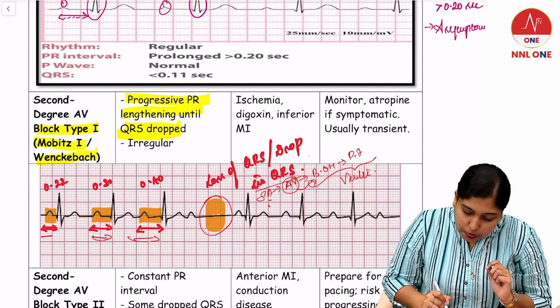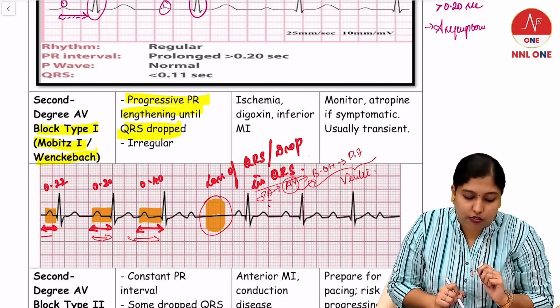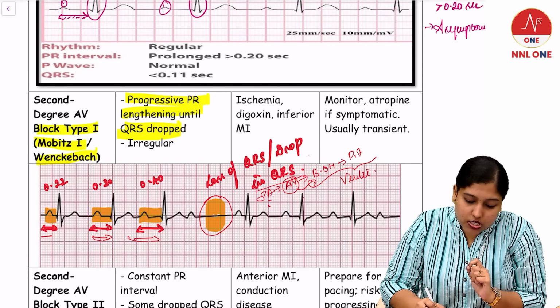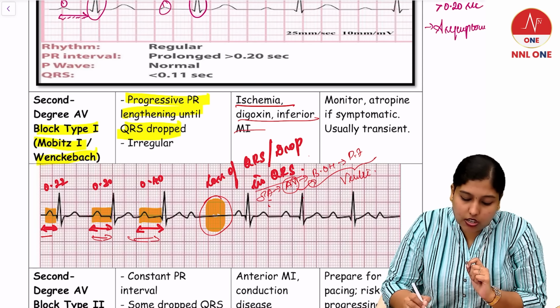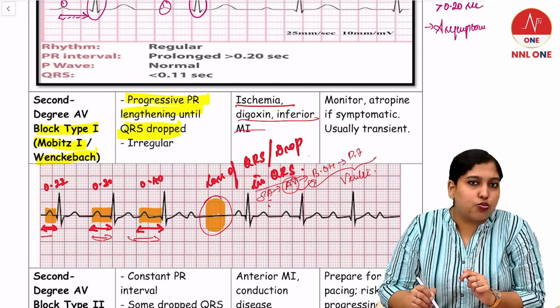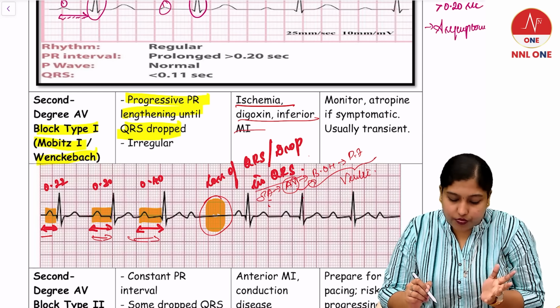When you see this pattern of prolongation of the PR interval, a progressively lengthening pattern, you have to come to the conclusion it is a second degree heart block. So what is the cause? Obviously it is ischemia, digoxin and inferior wall MI. As I said, the coronary artery is the one which is supplying blood to your AV node and SA node. So when there is a block, it will lead to ischemia.